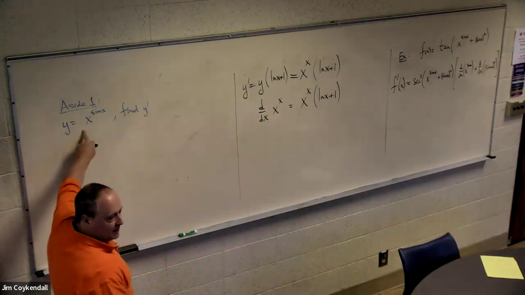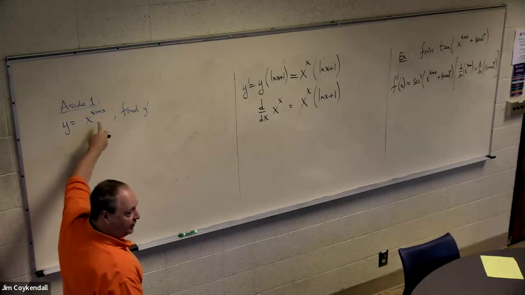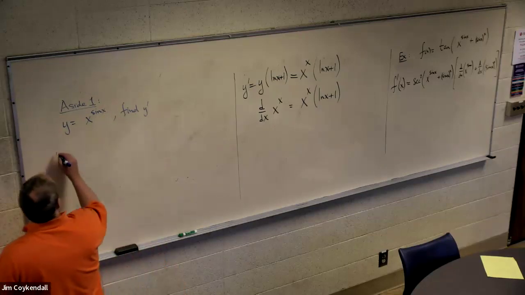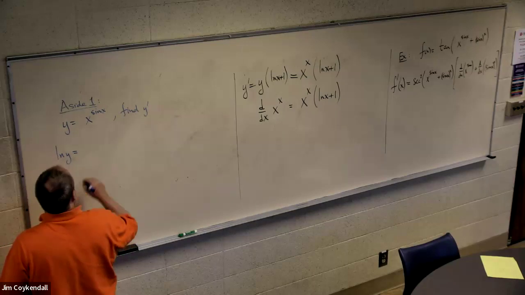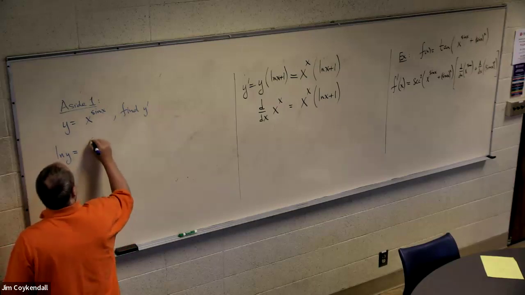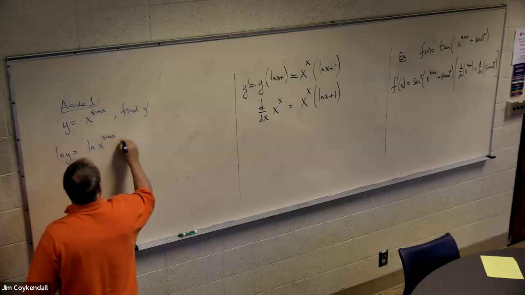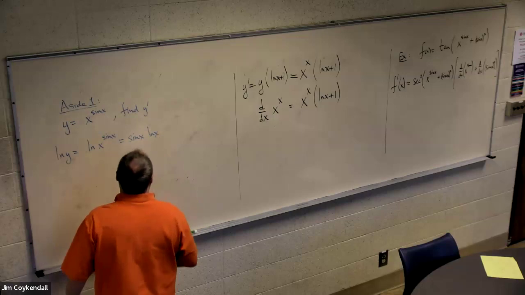Okay, how do I do this? Richard, I think you said this. The way we tackle this is we need a log because my clue is variable-based, variable exponent. Right. So, natural log y is equal to natural log x to the sine x, which is sine x log x.